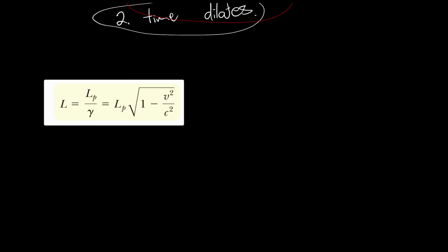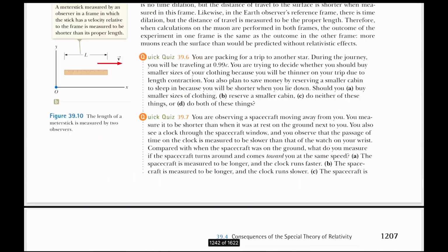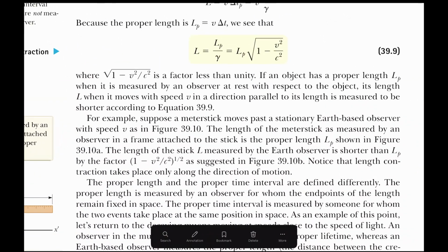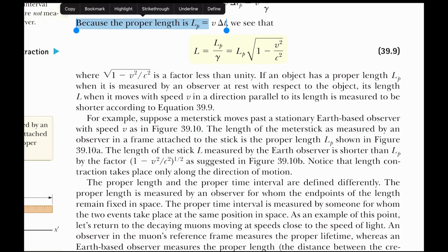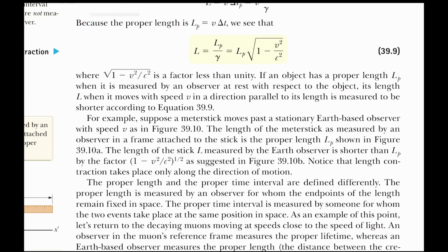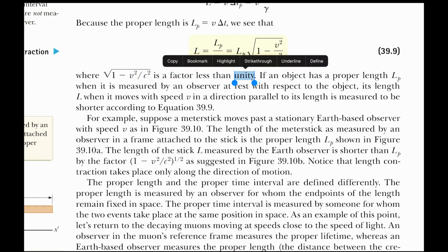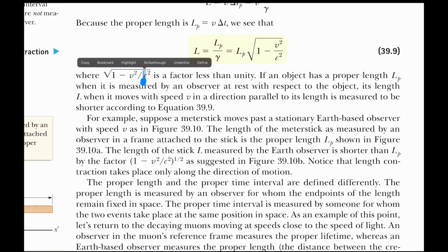But since I don't really know what this length, all this stuff means, I'm gonna just go back to the chapter really quickly and peep the equation. So let's take a look at this. Because the proper length is LP, we see that, and then they include this equation here. Let's read underneath here, where this factor is less than unity. Unity over here normally means 1. So this entire bracket here is less than 1.